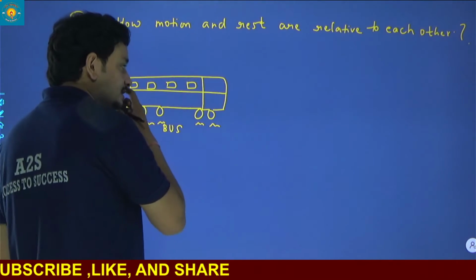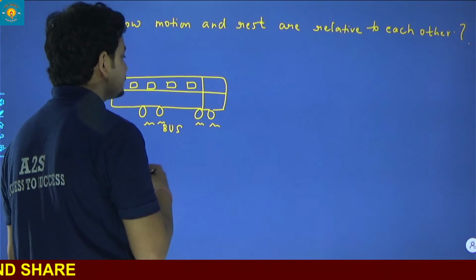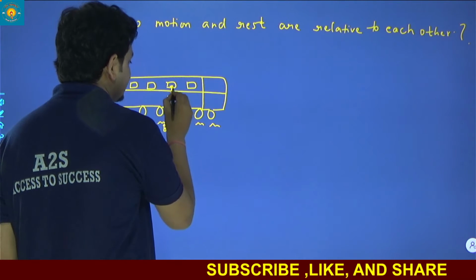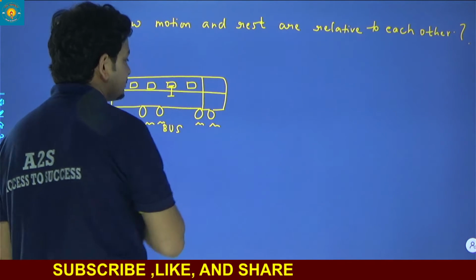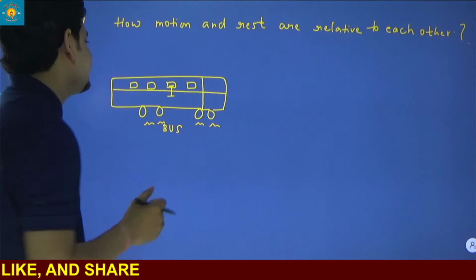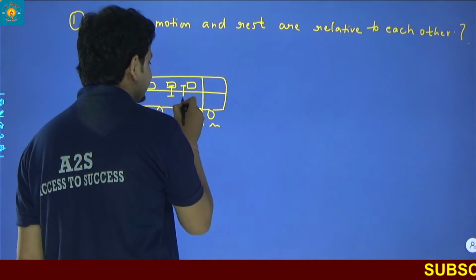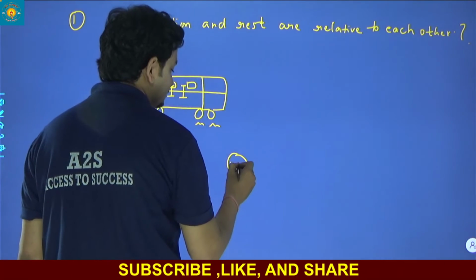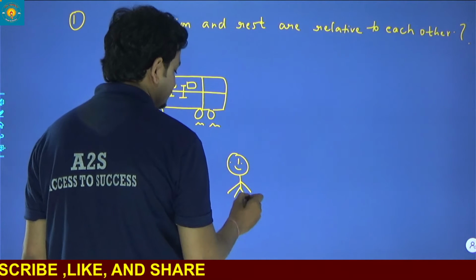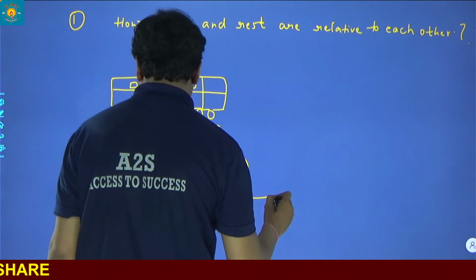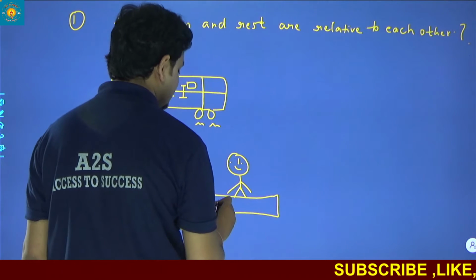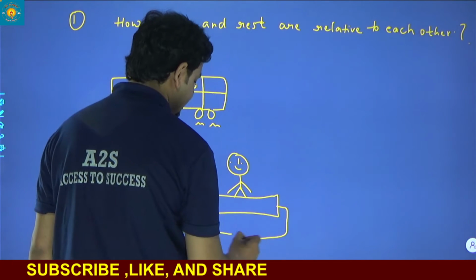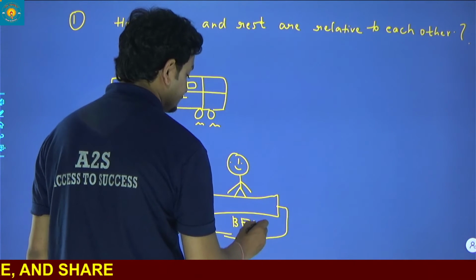Take the passengers sitting in the bus. Suppose that here is one person sitting over here. Take. And the next person is sitting just in front of him. He is sitting like this. Take. And here is another person. He is sitting over here on the bench. Clear? On the bench he is sitting.